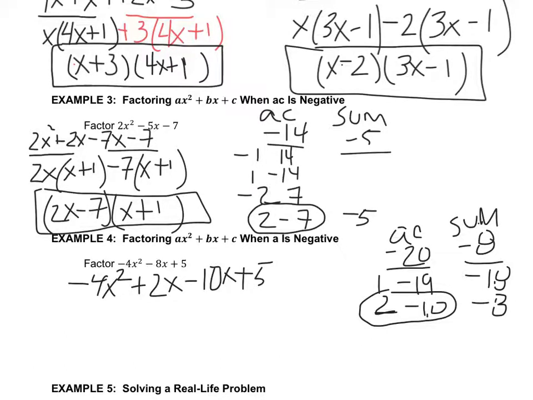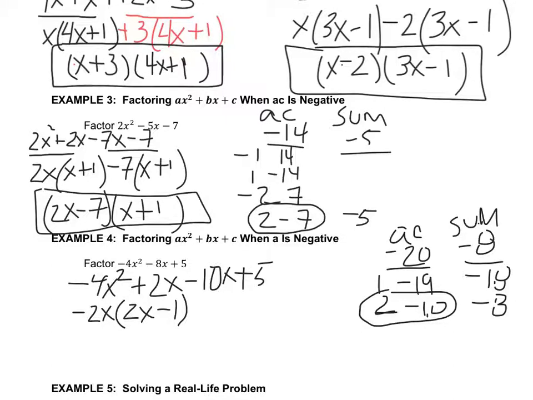So here's where we look for the greatest common factors of the first two terms. Now in this case, I know we have a negative 4 and a positive 2. We also have x's that are in common. I'm going to take out negative 2x from both terms. Negative 4x squared divided by negative 2x is 2x. And 2x divided by a negative 2x is a negative 1.